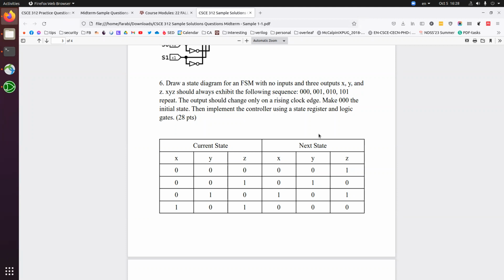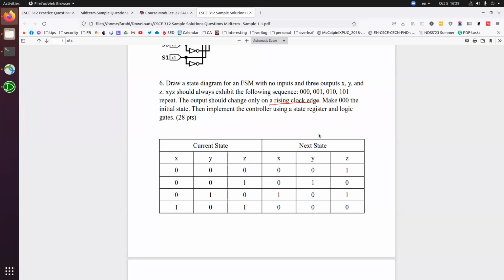That's it. So draw a state diagram or an FSM, finite state machine, with no inputs and 3 outputs, XYZ. XYZ should always exhibit the following sequence. The output should change only on a rising clock edge. So that's good information. Make 000 the initial state and implement the controller using a state register and logic gates. So essentially you can implement this using D flip-flops.